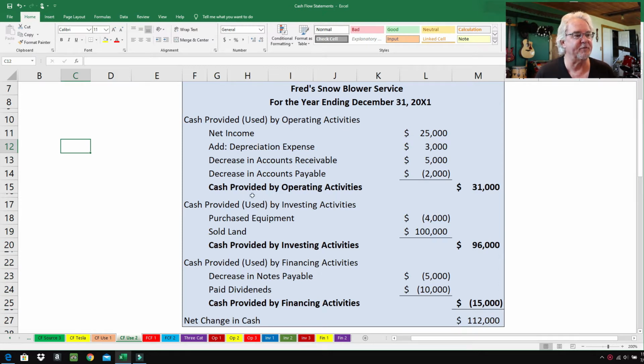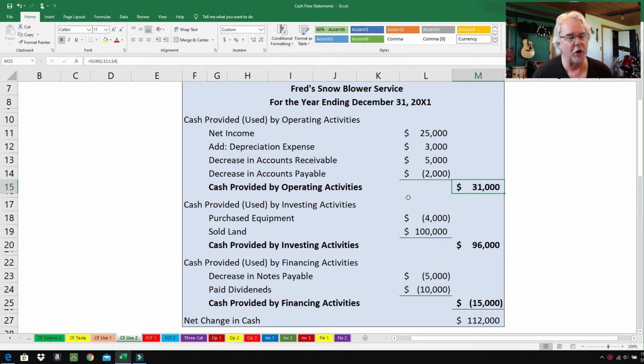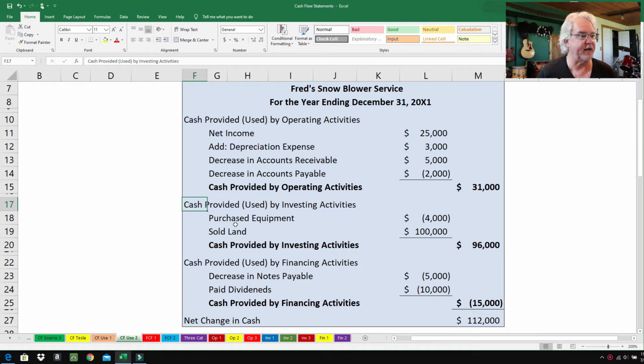Well, here's cash provided by operations, operating activities. And this is money that's generated by selling and fixing snowblowers. And it's positive, very good sign. So it's a big source of cash. Why is it so important? Well, it's the only sustainable source of cash. So that's why we want to look at it.